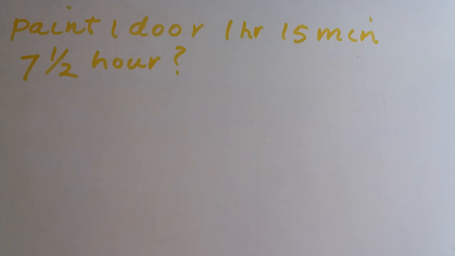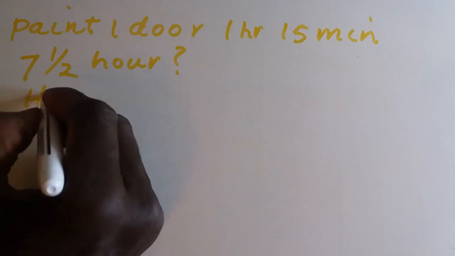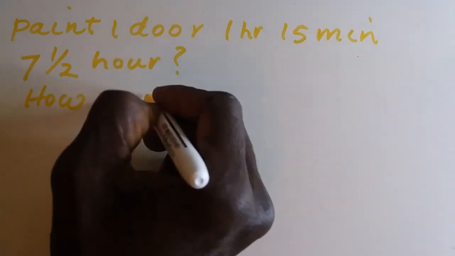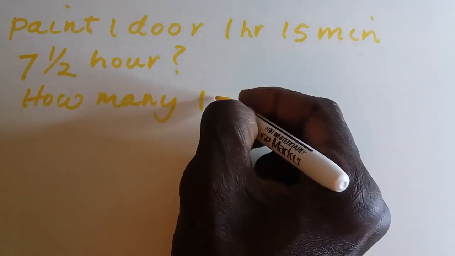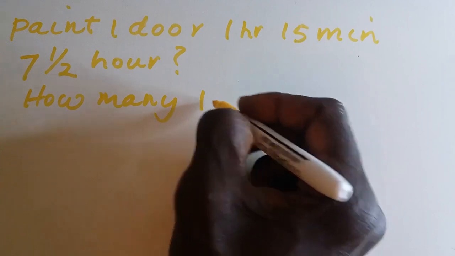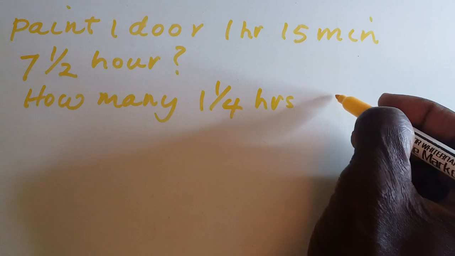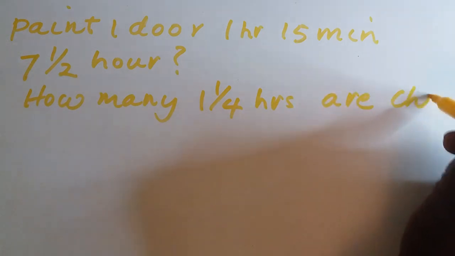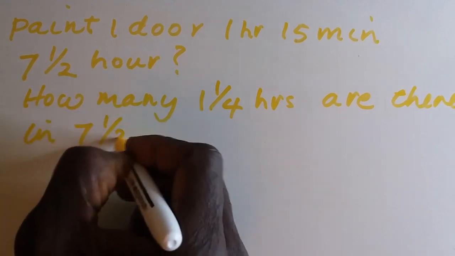First thing we can do with this question is to rewrite it. It's simply asking how many, let's rewrite it, how many, 1 hour 15 minutes is 1 1/4 of an hour. How many 1 1/4 hours are there in 7.5 hours?